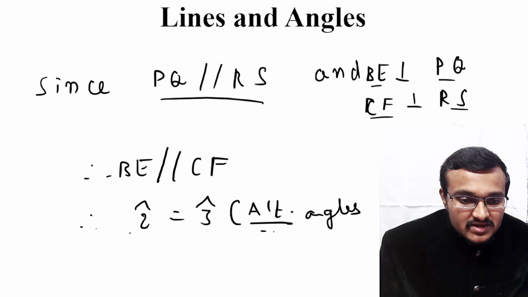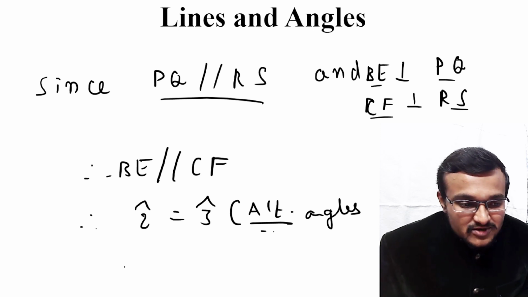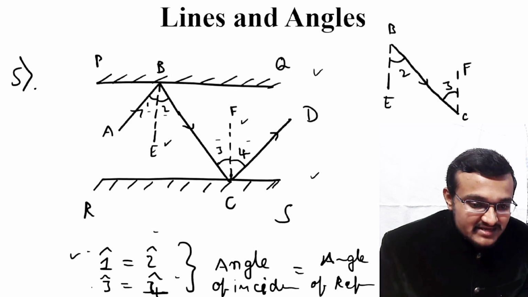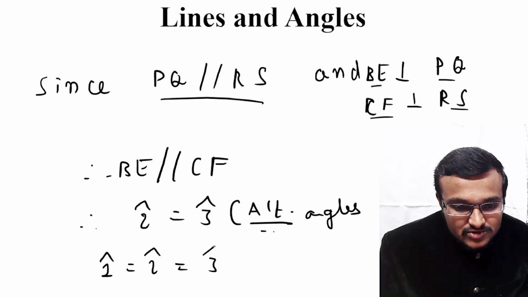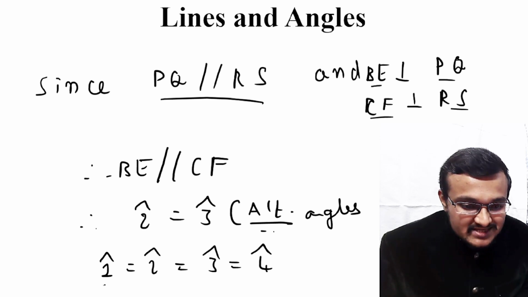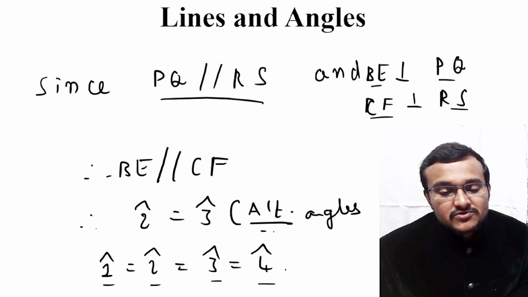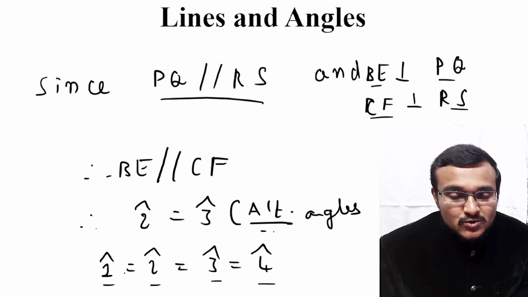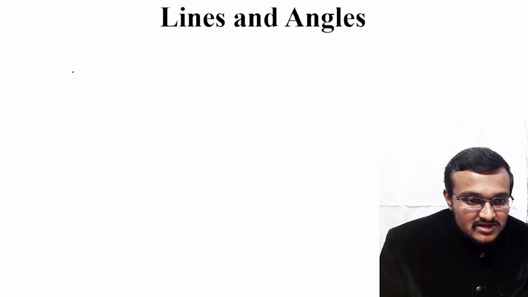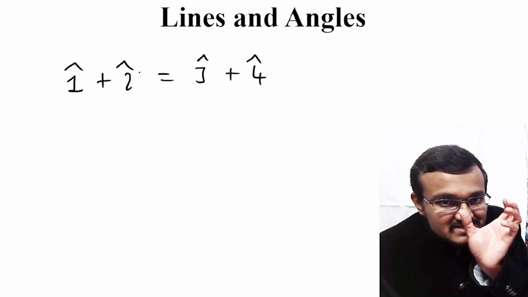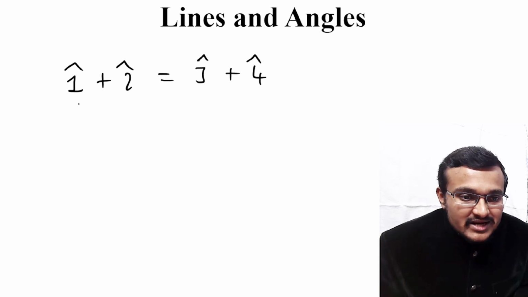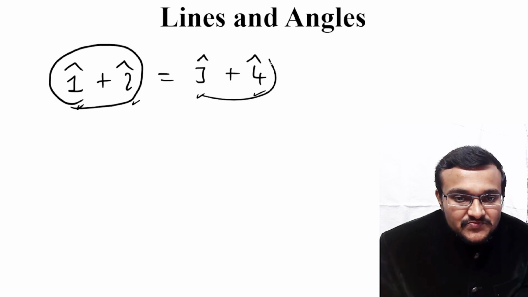Since 1 is equal to 2, 3 is also equal to 4. Here we have proved that 1 is equal to 2 and 3 is equal to 4. So that means 1 is equal to 2 is equal to 3 is equal to 4. Now since all these are equal, directly we can write 1 plus 2 will be equal to 3 plus 4. Since 1 plus 2 is an angle, 3 plus 4 is also an angle.